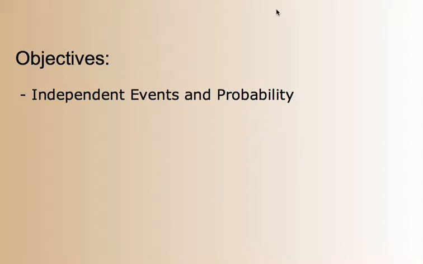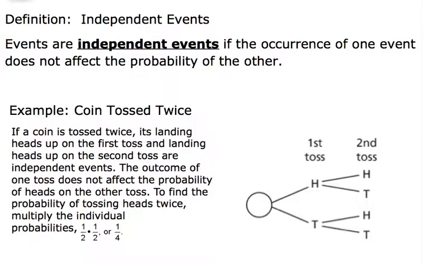This video introduces independent events and their probability. This is the definition of an independent event. Events are independent if one event occurring does not affect the probability of another. So here's an example. You don't need to write it down.